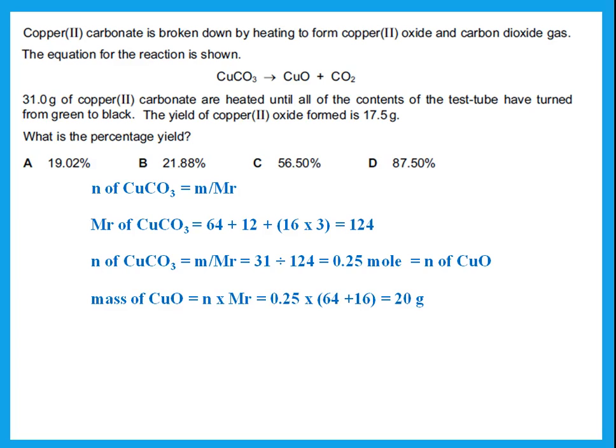Okay, then we can get the theoretical mass that he should get. So mass is number of moles times Mr. We do that and we get that he was supposed to get 20 grams. But what did he actually get? The word yield means the actual mass, the mass that he got. The mass that he got is 17.5, so the percent yield is what he actually got over what he should have gotten, which is the theoretical that we calculated, times 100. Okay, so my answer is D.